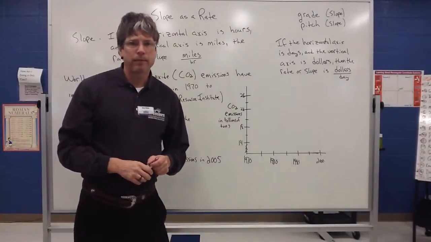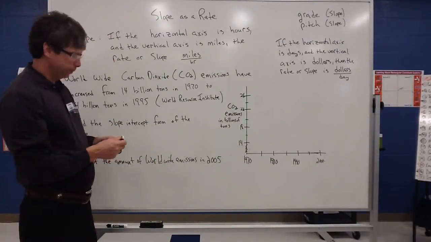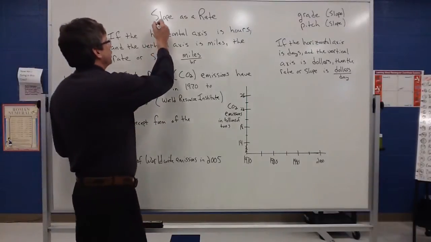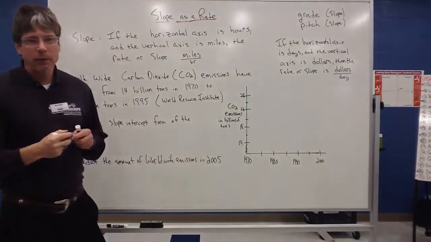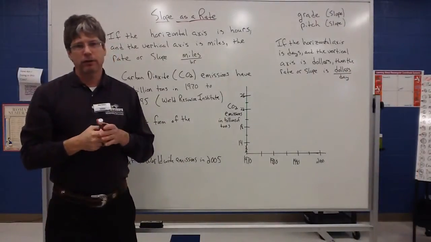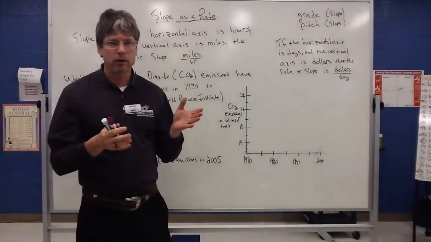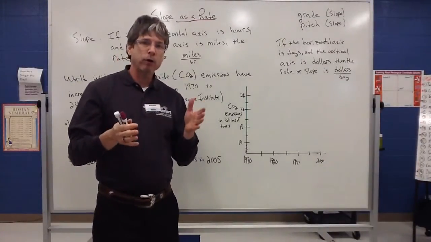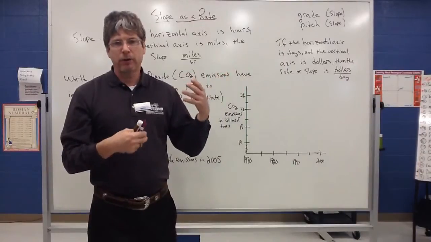So welcome back. We're going to do an application with slope. We're going to look at slope as a rate. Now we talked about rates a little bit, and in our world, some rates that you may be familiar with is like driving a car. You have to drive so many miles per hour. So like the speed limit is 35 miles per hour. That would be considered a rate.